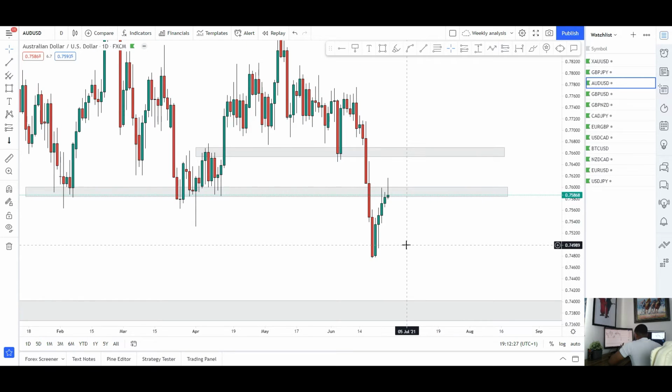The retracement might not be over, so be aware of that. We still might see some upside, but right now it is showing that we are rejecting the 0.76 area.